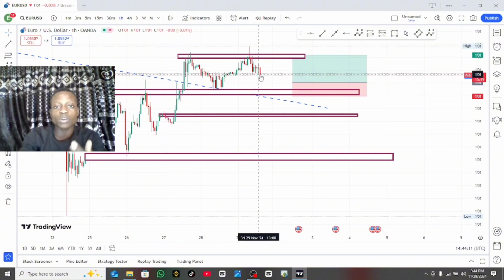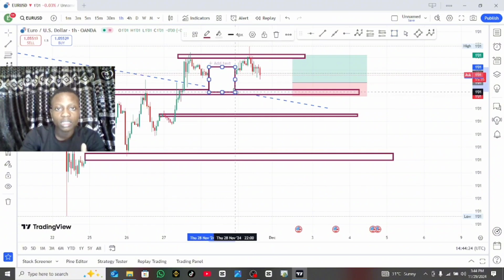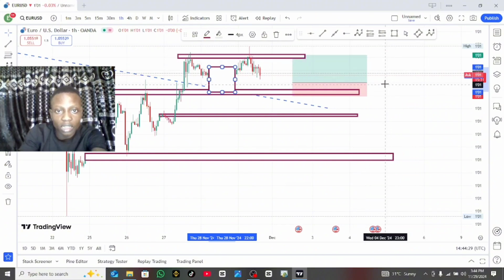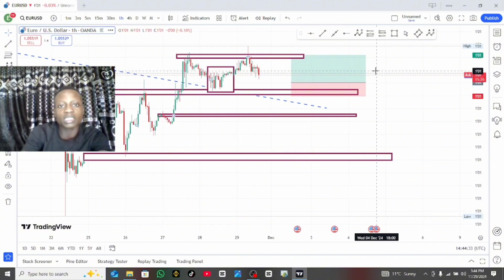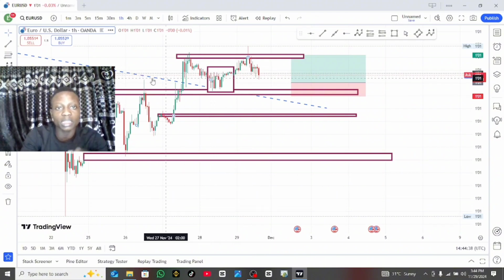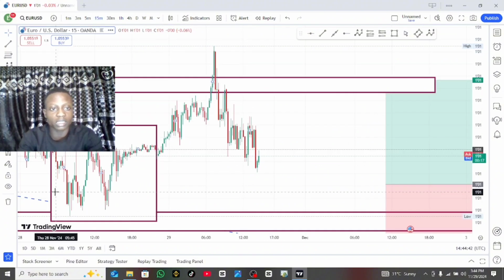Again, if the market comes to this support level and gives us a W pattern, just as it gave us around this area, let me mark it out, just as it gave us around this horizontal box here, once it comes to this support level and gives us a W pattern, if I switch to the 15-minute time frame now, you see that is a clear W pattern.